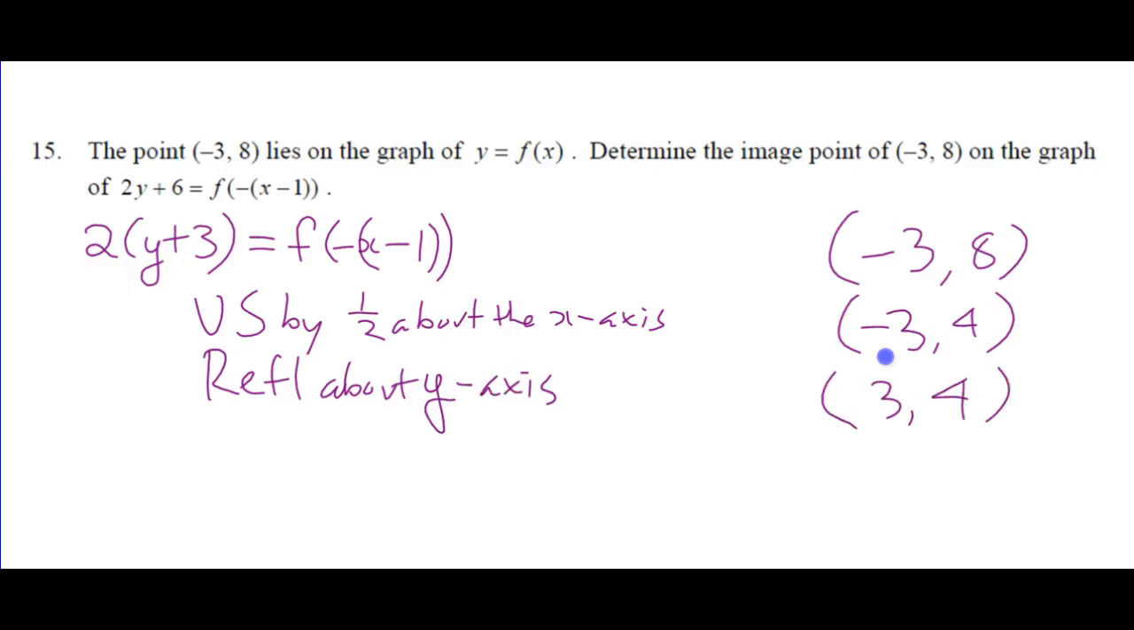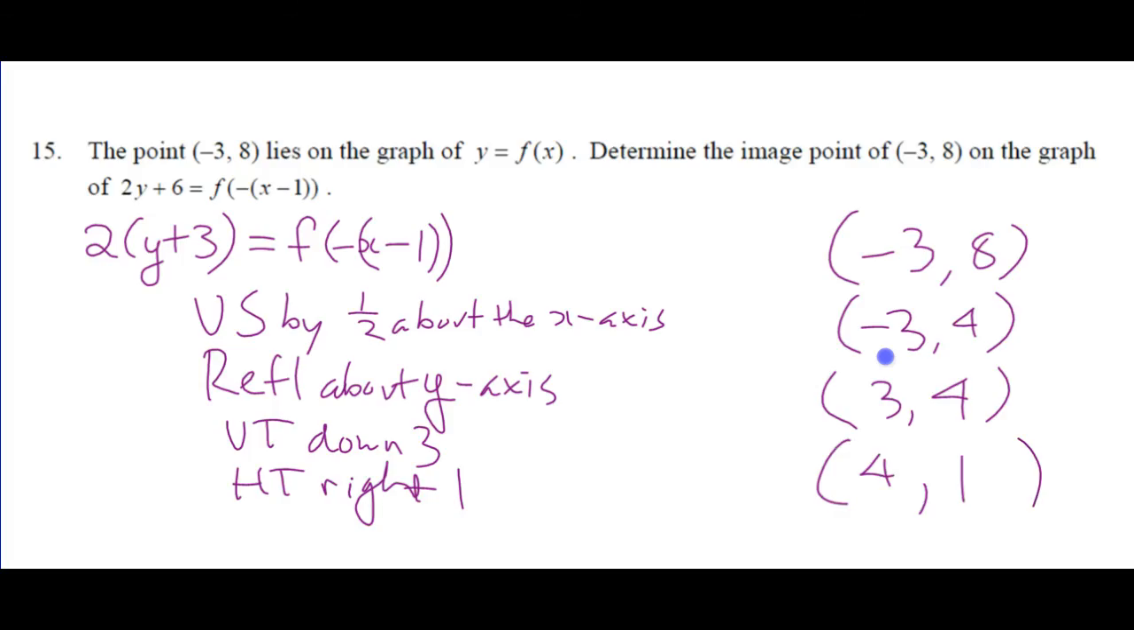And then what did we do? We went down 3, so VT down 3, and an HT right 1. And I'm going to do those together. If I go right 1, I'm going to go to 4, and if I go down 3, I'm going to go to 1. Okay, so there it is.